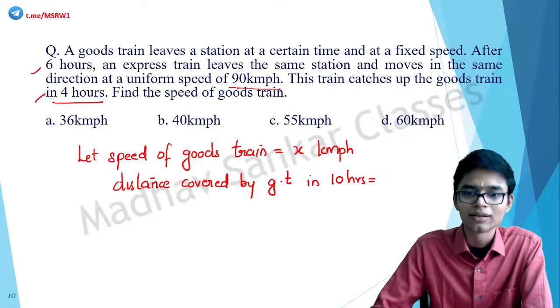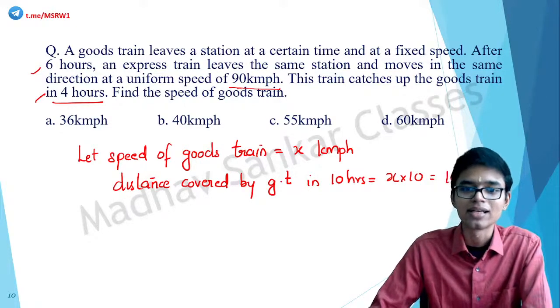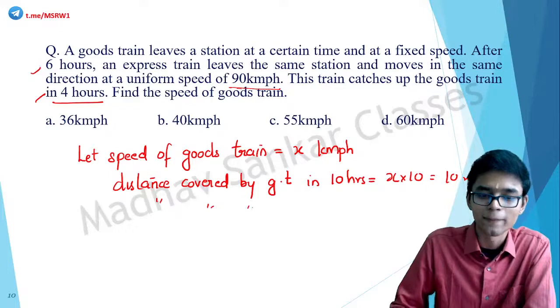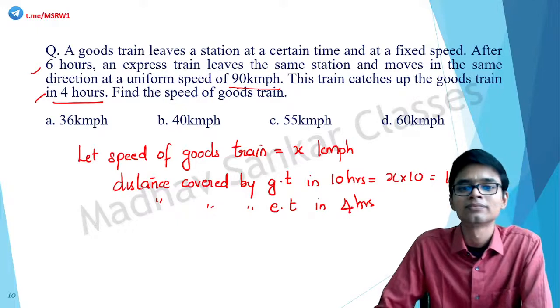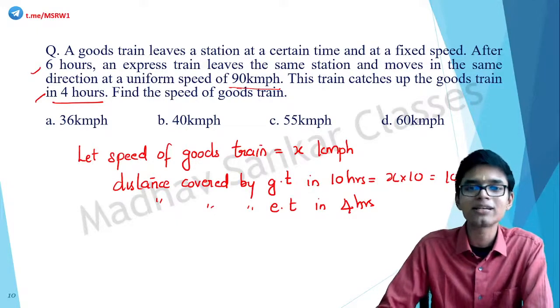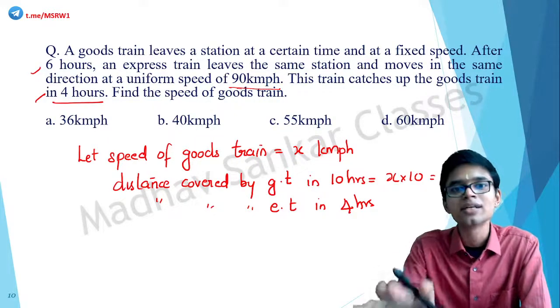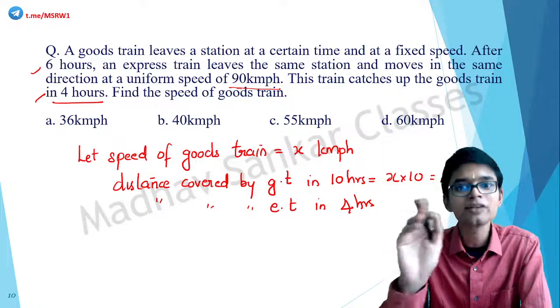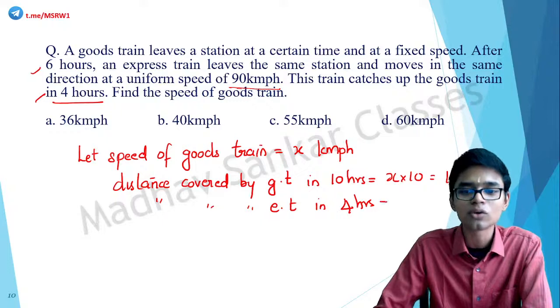That is x into 10 is equal to 10x. Correct? But we do not need this. Why? Because this distance is the same as the distance covered by the express train in 4 hours. Correct? After 4 hours, the express train has caught up with the goods train, which means the distance covered by the goods train in 10 hours is equal to the distance covered by the express train in 4 hours. Correct? So these two are basically equal. This is also equal to 10x.